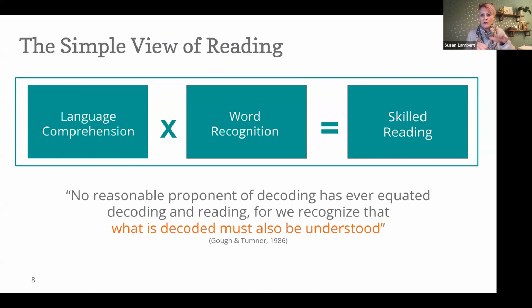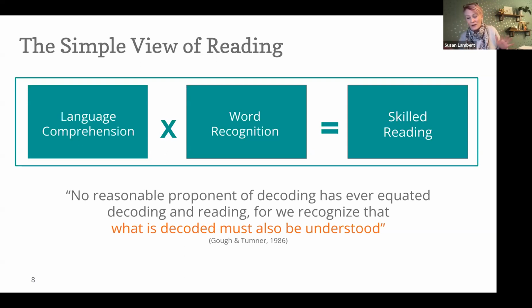So we talk a lot about the science of reading and the simple view of reading, right? Most folks that are talking about the science of reading, we're really building on this framework of simple view of reading. And the simple view of reading tells us that skilled reading is a product of two things. It's a product of language comprehension and word recognition.